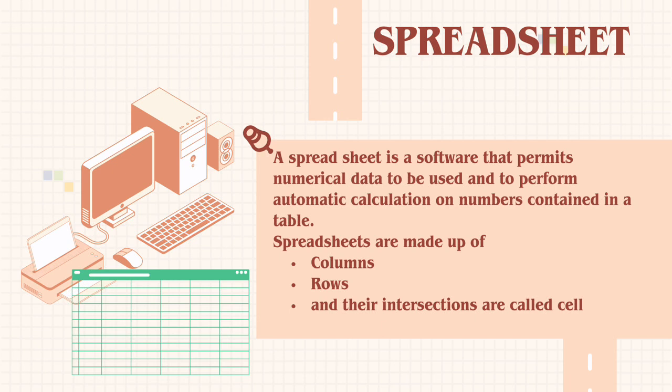First, what is spreadsheet? A spreadsheet is a software that permits numerical data to be used and to perform automatic calculation on numbers contained in a table. Spreadsheets are made up of columns, rows, and their intersections are called cell. Excel is a spreadsheet, a grid made from columns and rows. It is a software program that can make number manipulation easy and somewhat painless.